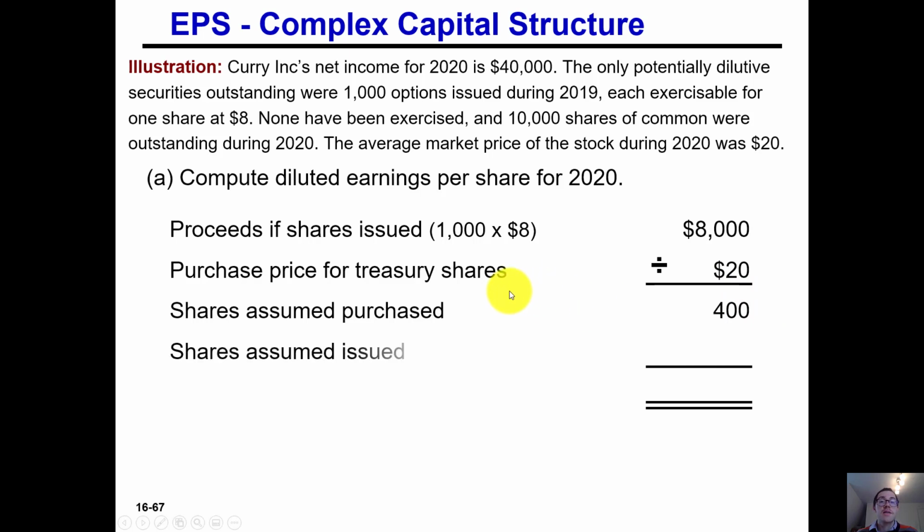Now, of course, the other 600, that's going to be an increase in your shares outstanding. You're going to have to issue 600 new shares. Okay?